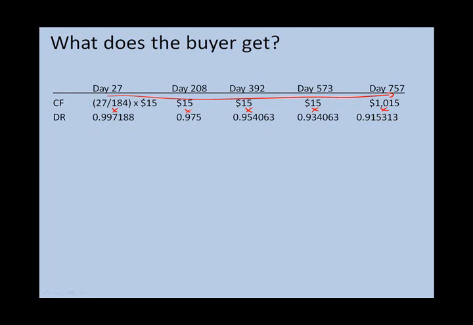And if we do this calculation, we're going to get 2.195 plus 14.625 plus 14.311 plus 14.011 plus 929.043. And this gives us a total of 974.185.